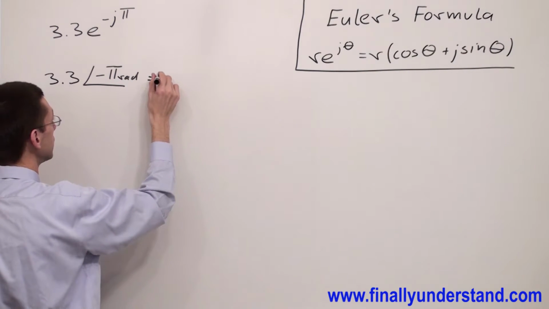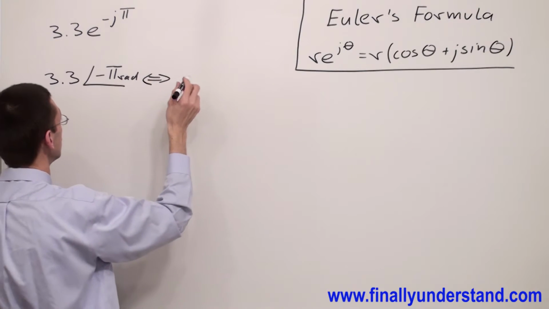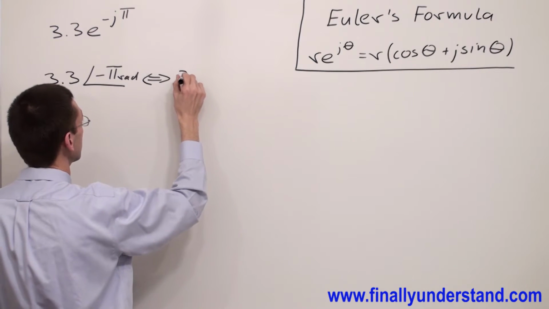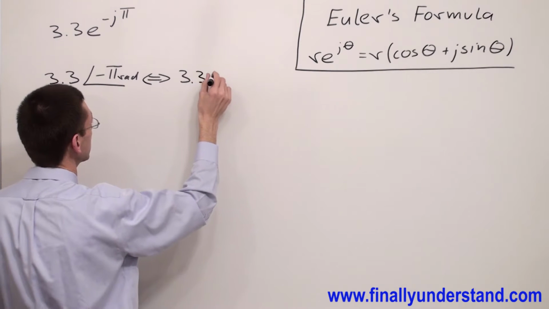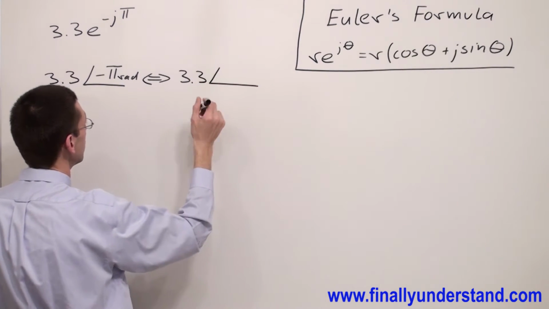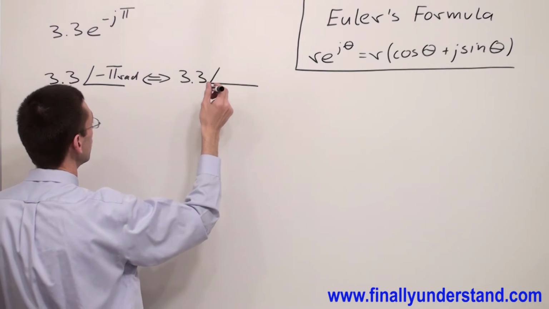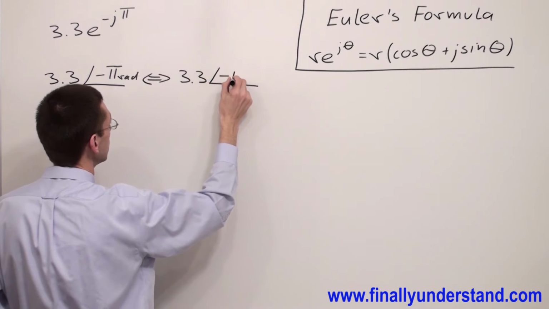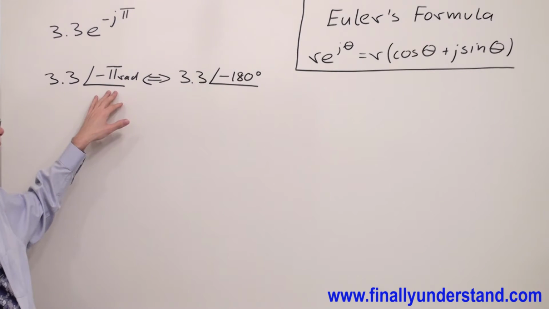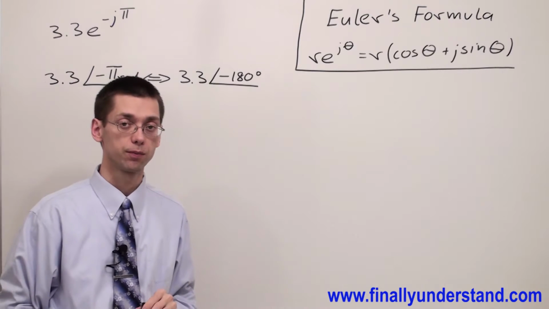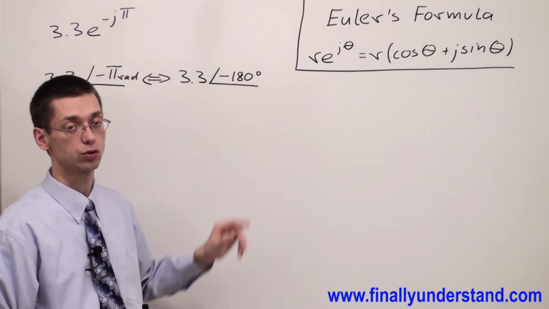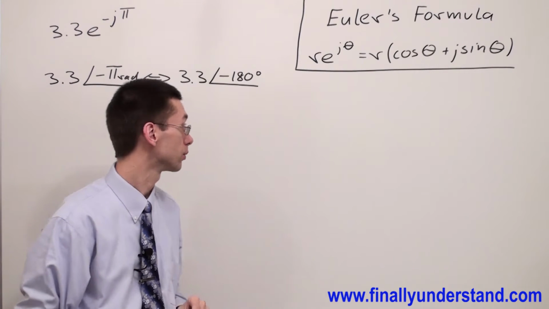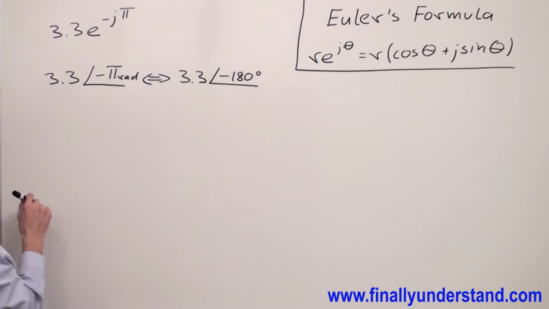This is equivalent to the complex number, again expressed in polar form, with angle expressed in degrees. Negative pi is equivalent to negative 180 degrees. Sometimes the problem is asking for the answer with angle expressed in radians. Sometimes angle has to be expressed in degrees, so that's why I'm showing you how to do it.